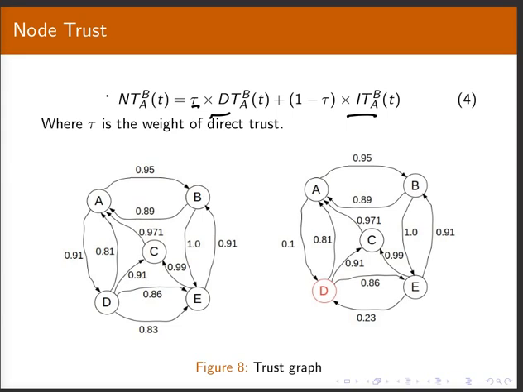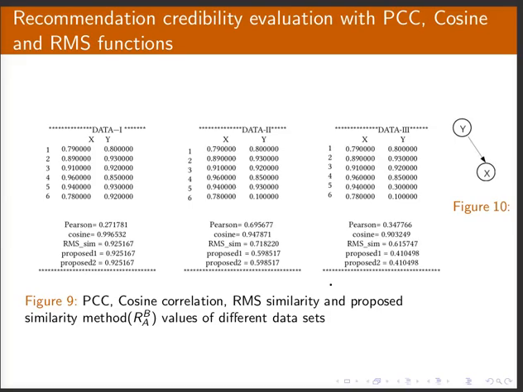Once we compute the new trust value, the graph will be like this. Here A has a trust on B of 0.95, and A has a trust on D of 0.91. Like that, the trust graph will be there. And if D is a malicious node, you can see A has a trust of 0.1, and E has a 0.23 trust value.